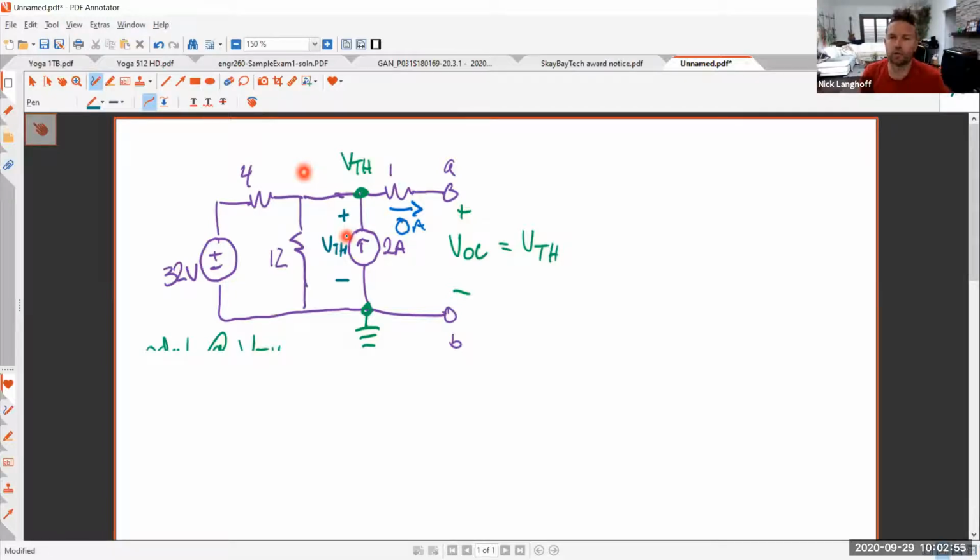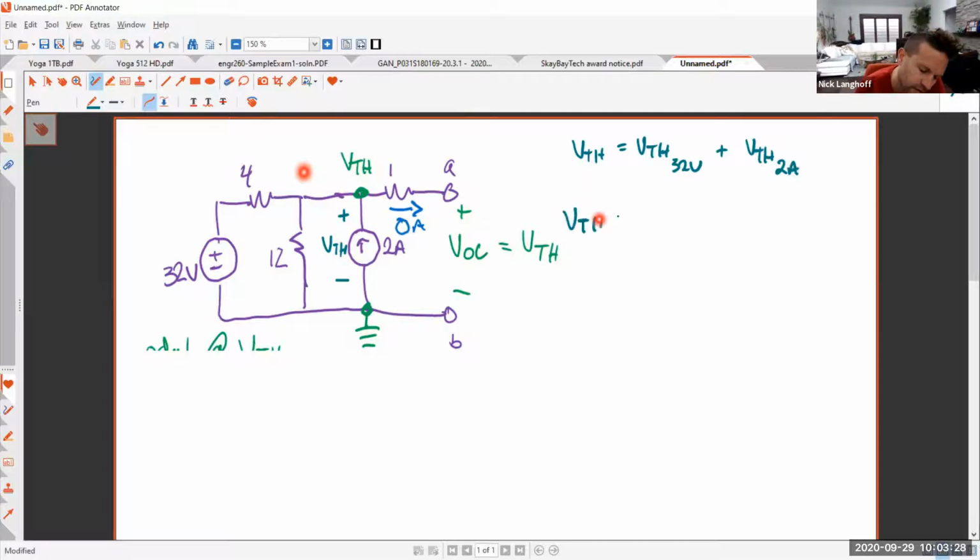Let me write it down without drawing any subcircuits, to model the process of how I'm thinking through it and seeing it, and then we'll draw the subcircuits. Hopefully this helps you get even better at using superposition, looking at the circuit without redrawing it. So how I would do this is I'd say that V Thevenin is equal to V Thevenin from the 32 volt source plus V Thevenin due to the 2 amp source. And we can just write down the expressions for those things.